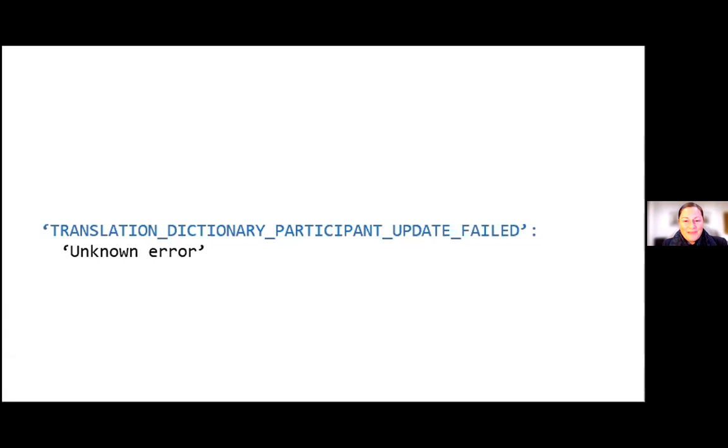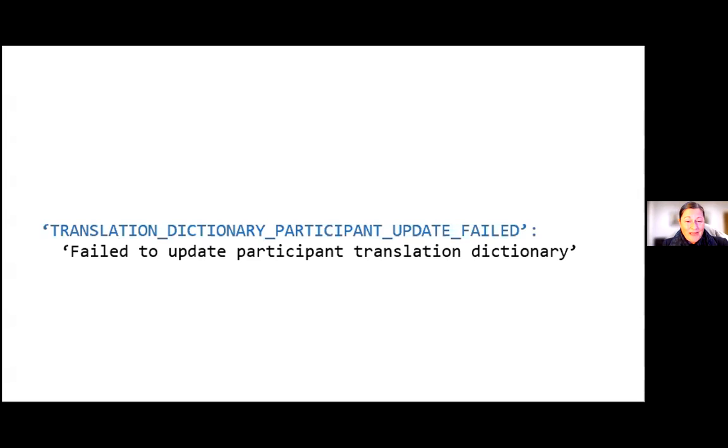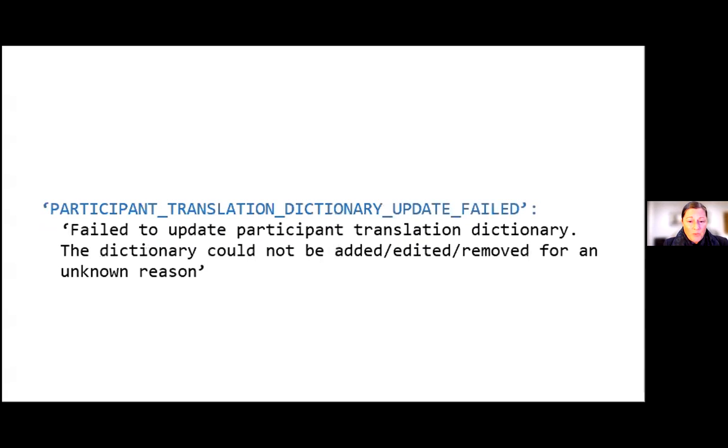Now I can go back to the developer and say, yeah, but I saw this in the strings. It seems to be related to this translation dictionary. And then I get told, yeah, the system failed to update the participant translation dictionary. Yeah, what does that mean? What happened right before it? Or what didn't happen? Well, the dictionary could not be added/edited/removed for an unknown reason. Okay, the reason is unknown, but it's something related to wanting to make changes to the dictionary and 3 different kinds of changes. So what are you thinking now?